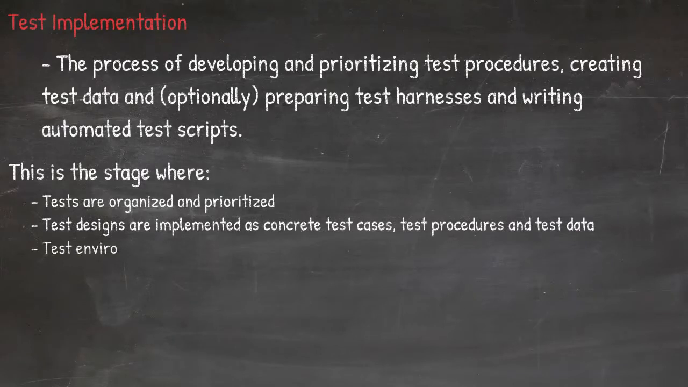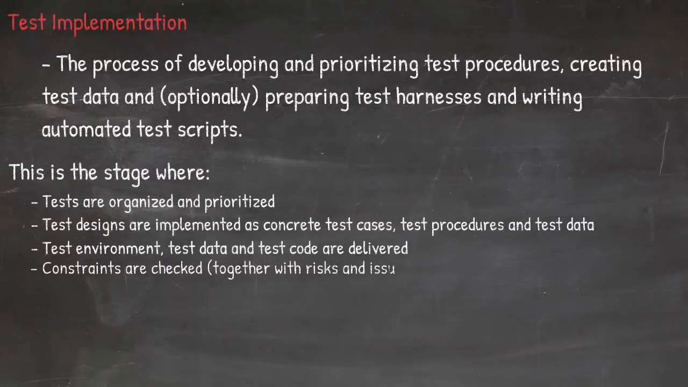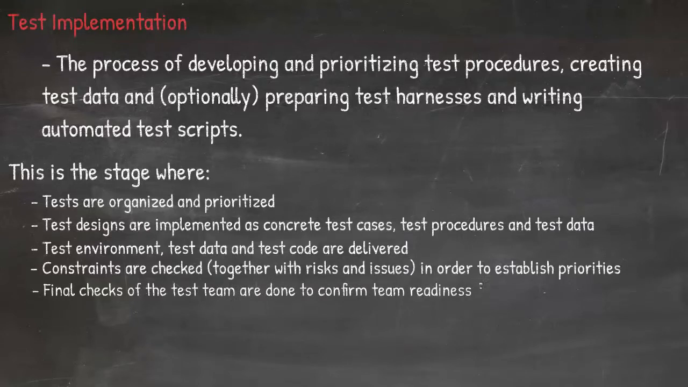During this time, we need to make sure that environments and code are delivered. We check all constraints, risks, and issues in order to assess them, mitigate them, and establish the priorities for the execution phase. Once this assessment is done, we do the final checks on the test team to confirm that we have who we need, where we need, and ready to do what we need.